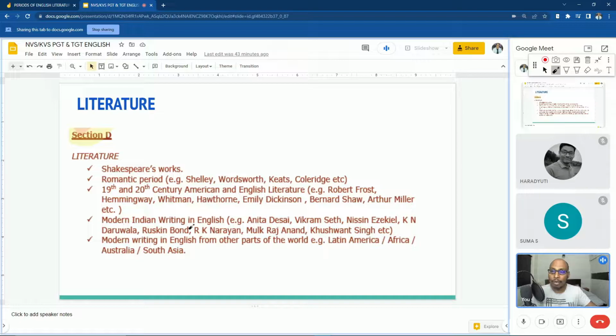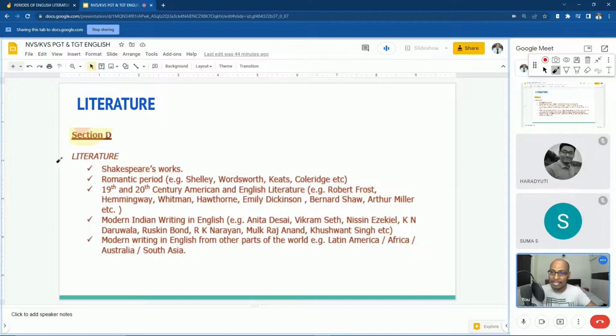Then we have modern Indian writing in English, for example Anita Desai, Vikram Seth, Nissim Ezekiel, K.M. Daruwala, Ruskin Bond, R.K. Narayan, Mulk Raj Anand, Khushwant Singh, and we will even complete Chetan Bhagat also. Then the last one is modern writing in English from other parts of the world, for example Latin America, Africa, Australia, South Asia. All these parts we will definitely cover because the syllabus was already done once for the previous batch.